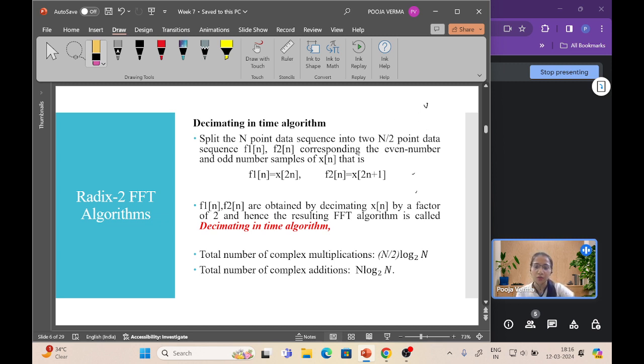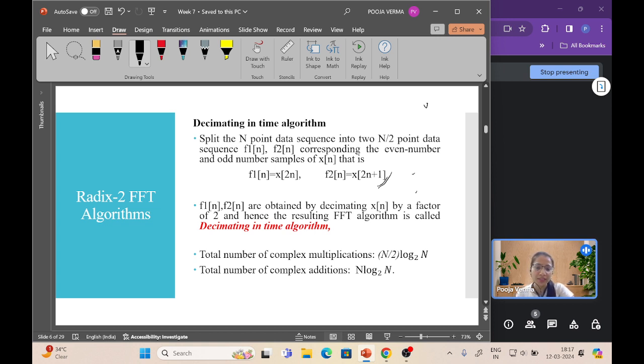There are also two ways to compute the DFT: first decimation in time, and second decimation in frequency. First we will see the decimation in time algorithm. Split the N point sequence into two N by 2 point data sequences, f1(n) and f2(n), corresponding to the even and odd samples. f1(n) is the even samples and f2(n) is the odd samples. They are obtained by decimating x(n) by a factor of 2, and hence the resulting FFT algorithm is called decimation in time.